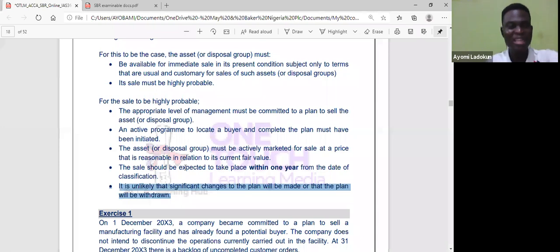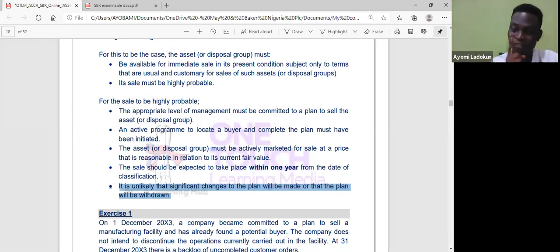Number 2, they are subject to annual impairment tests. Remember under IAS 36, I told you that before you carry out impairment tests, there must be indicators of impairment. However, there are 5 classes of assets that must undergo impairment tests. Remember, number 1 is goodwill acquired in business combination, number 2 is intangible asset with indefinite useful life, number 3, asset classified as held for sale. So that's it. That's the 2 things that will happen.